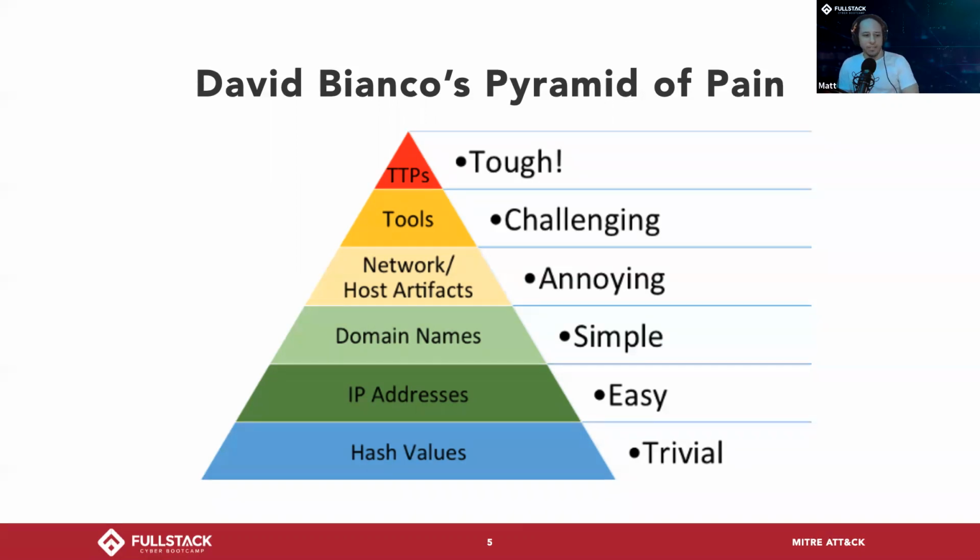Higher up, we have network host artifacts and tools. This is where it gets a bit harder for our adversaries to change these things. What's a network artifact? What's a host artifact? What's an artifact here in this context? Peter, what do you think is an artifact in this context?